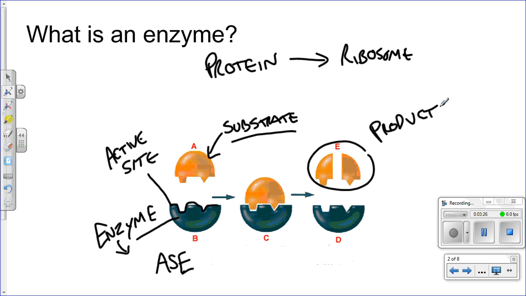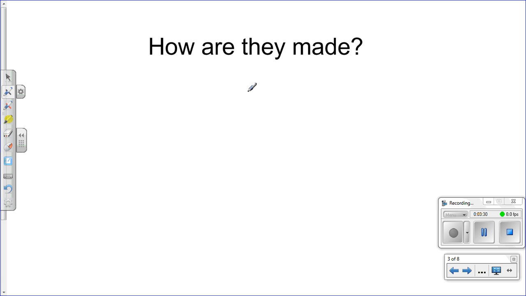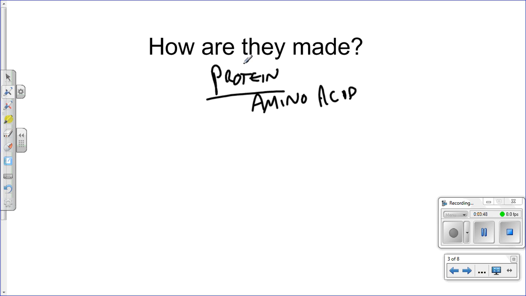Now, big picture, how is this all happening? Well, we need to know how these enzymes are made. So enzymes, like I had said earlier, are proteins, which means that they're made out of monomers called amino acids. Now, amino acids are consumed by the body and used frequently. Proteins are much bigger polymers.